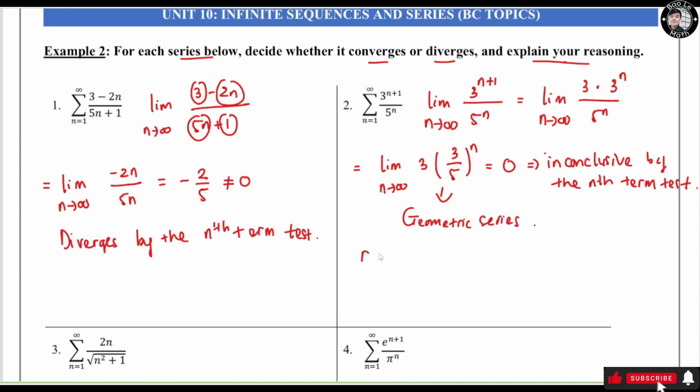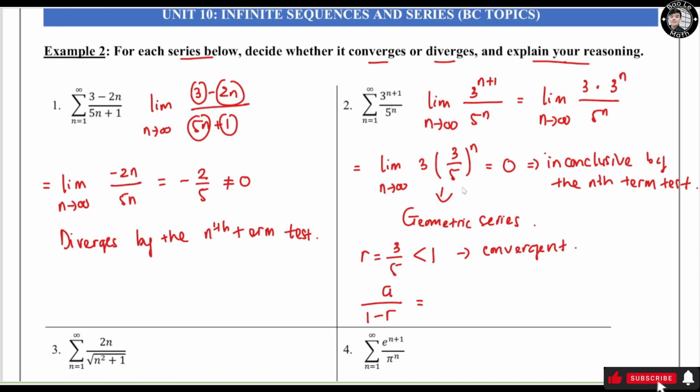Where the common ratio is 3 over 5, which is less than 1. So the series converges. Now by the formula we have a over 1 minus r, where a is the first term, the first term when n equals 1.